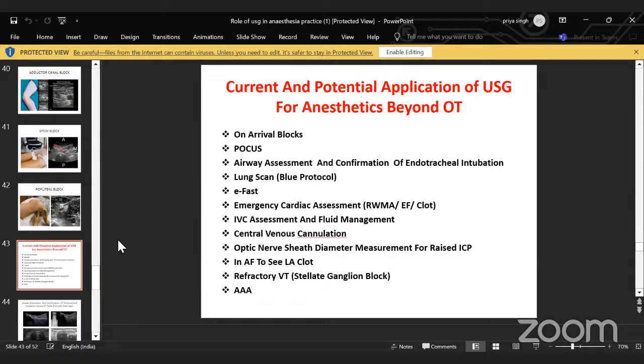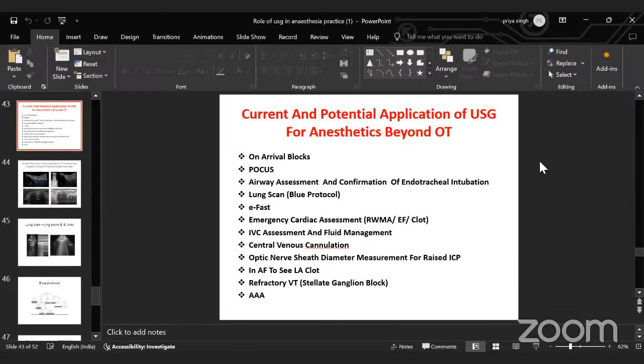These are on-arrival blocks, scope, airway assessment, lung scan, E-FAST. E-FAST is very useful for trauma protocol. This E-FAST is a wonderful bedside USG investigation. I have done it in many patients these days, and the results are immense. Patient comes with hemorrhage, intra-abdominal hemorrhage.